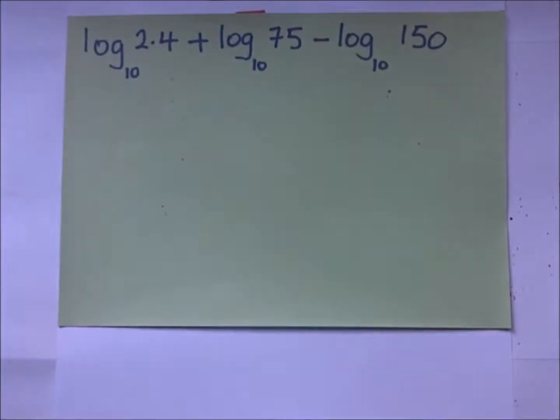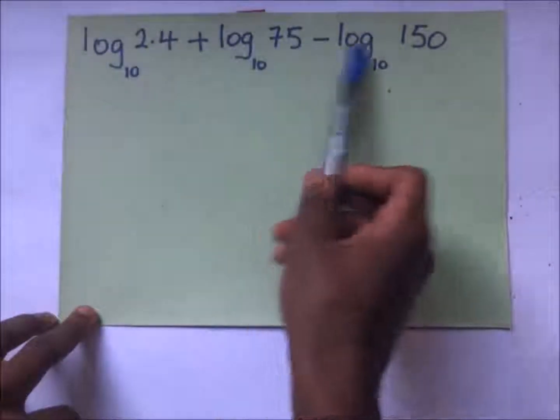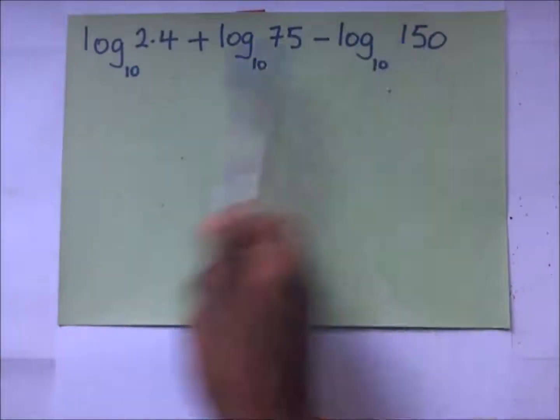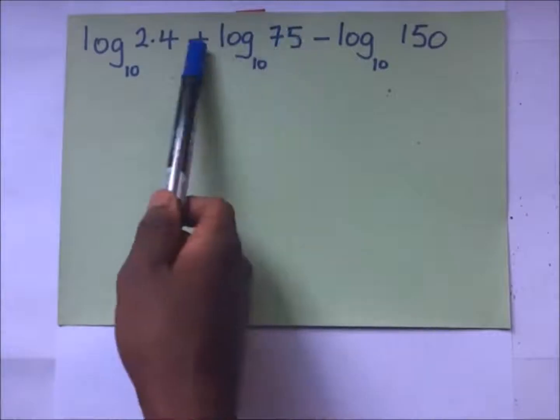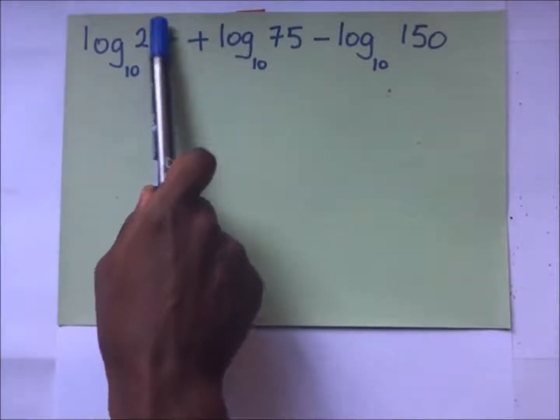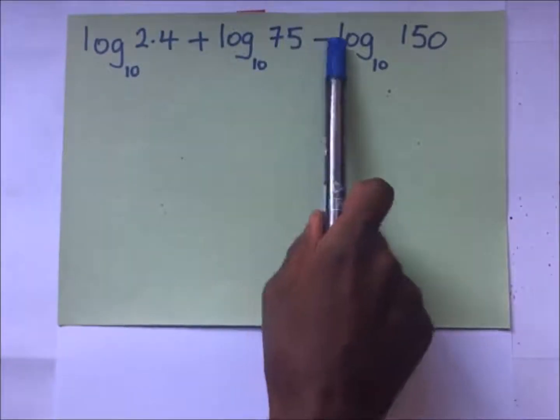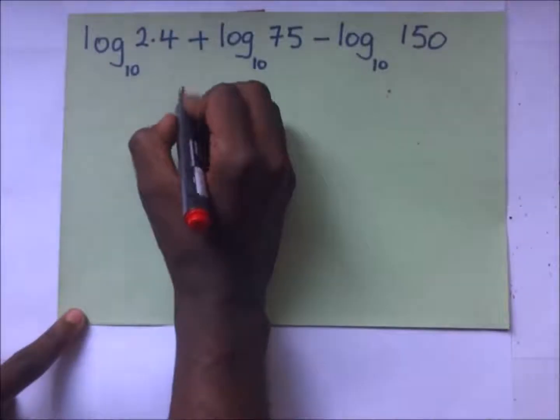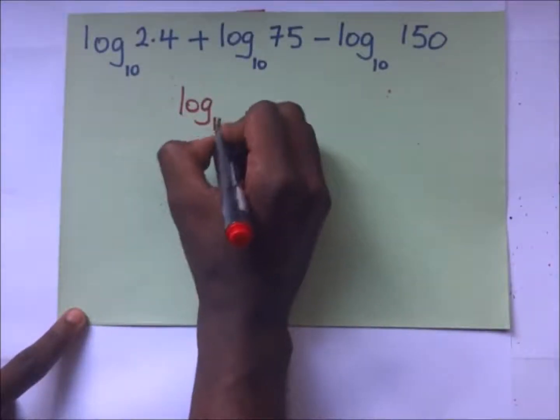In our next example, we have logarithm of 2.4 plus logarithm of 75 minus logarithm of 150. All these are to the base 10. So since they are all to the base 10, we shall maintain the base, and then we deal with the numbers. This is addition, so we are going to multiply this number by that number. Then minus 150 means we are going to divide by 150. So it's going to become the logarithm to base 10.